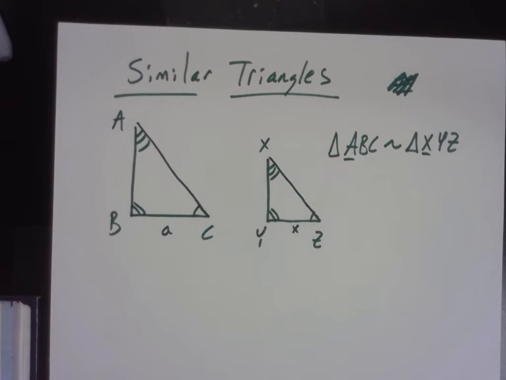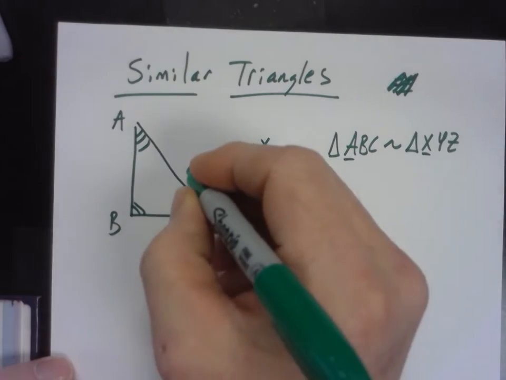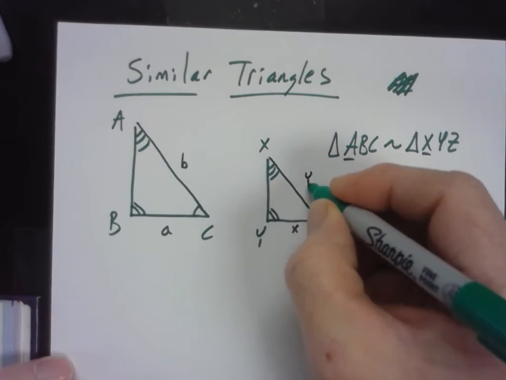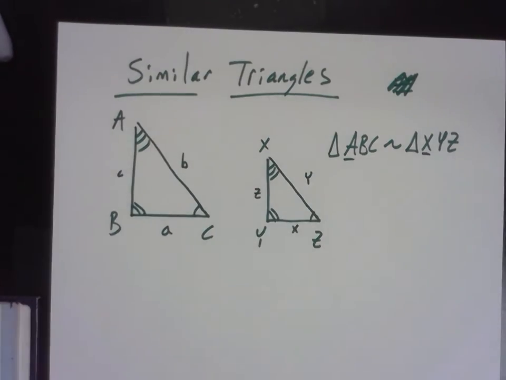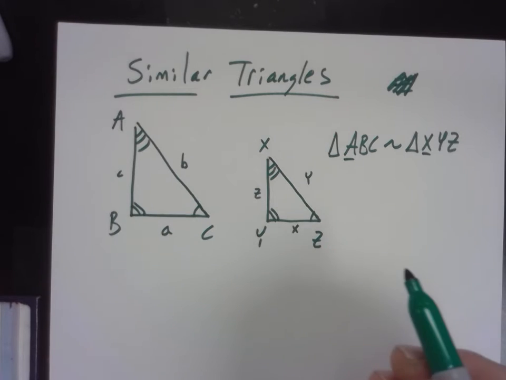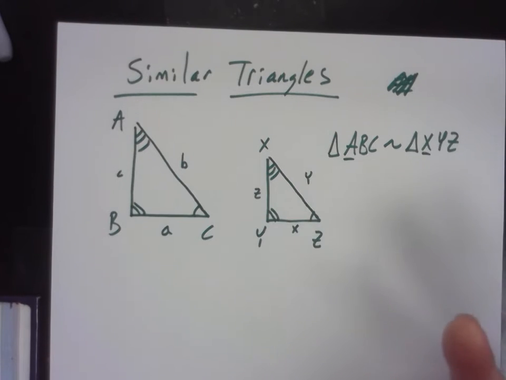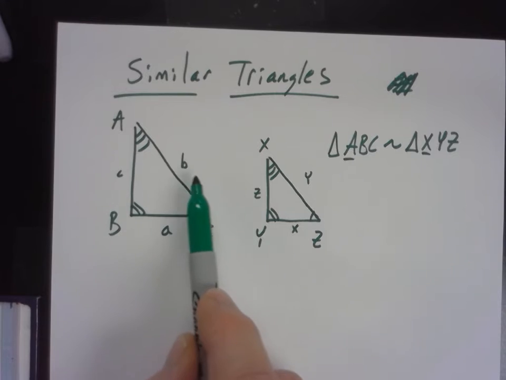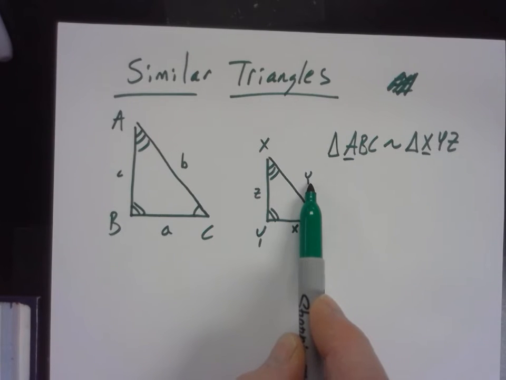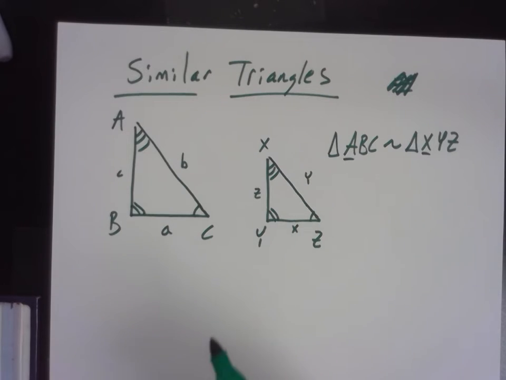So we've got side B here, and we've got side Y, and we have side C, and side Z. I just use lowercase to make this a little bit easier. So the sides are in proportion. Whatever's going on with A and X, let's say A is twice as long as X. Then what do you know about C in comparison to Z? And what do you know about B in comparison to Y? It's twice as long. So that's what we mean by proportional.